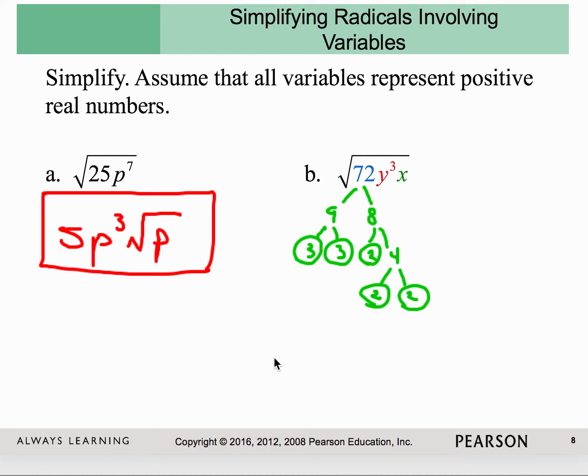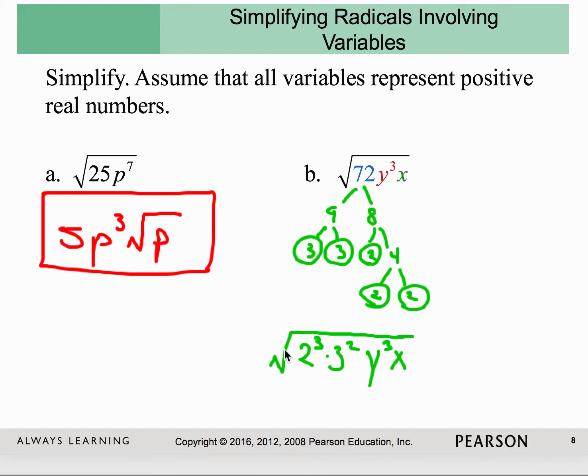Okay, so I'm going to change that to square root of 2 to the 3rd times 3 squared, 8 times 9, and then my variables, they work out nicely. Make sure you draw your bar long enough. Because if I didn't cover that x, it means it's not actually inside the radical. So be careful of our notation.